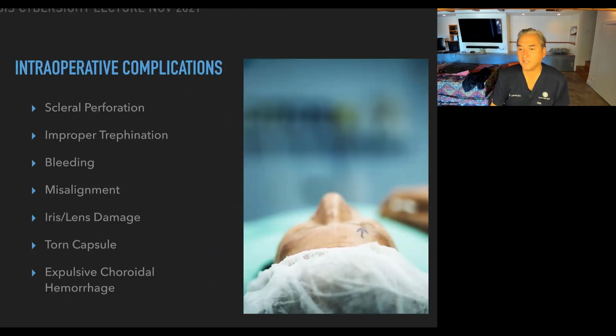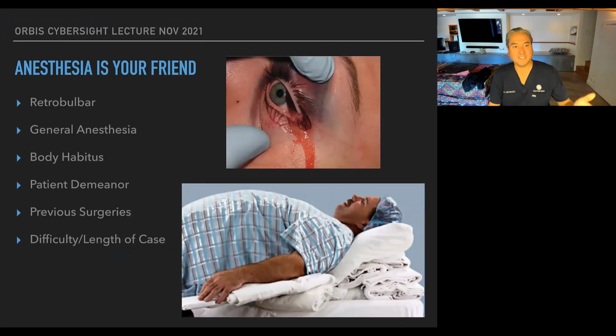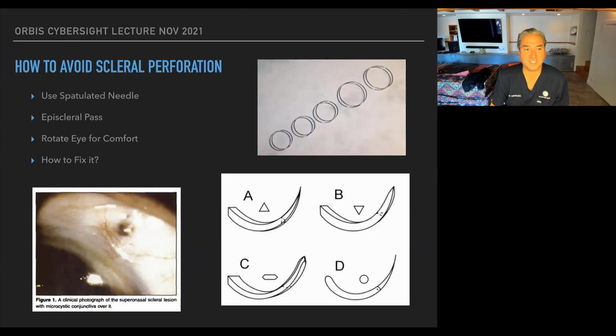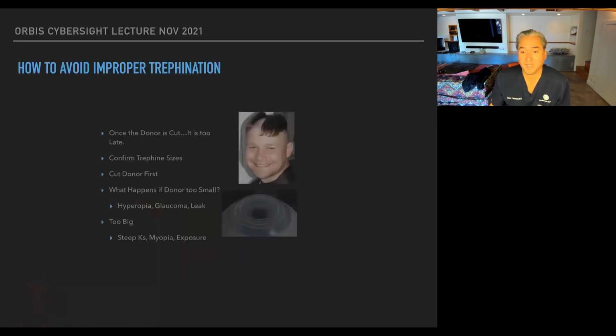Okay, so intraoperative complications, I'm going to buzz through this. Basically, we talked about anesthesia. If you need to put the patient to sleep, put the patient to sleep. When you do the Flieringa ring, you want to use a tapered needle or a spatulated needle. You don't want to use a cutting needle because you're going to pass it too deep.